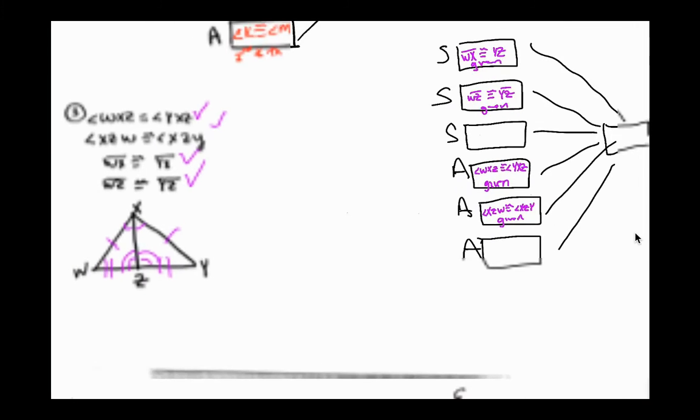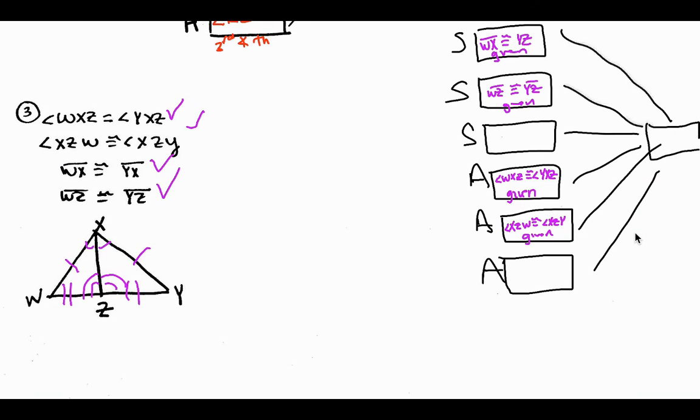And that is the end of our given. So now we have to use our picture or any other prior information that we know to help us figure the rest out. So right away, something I want you guys to always look for is your angles. If you have two of your angles, you can always find the third.